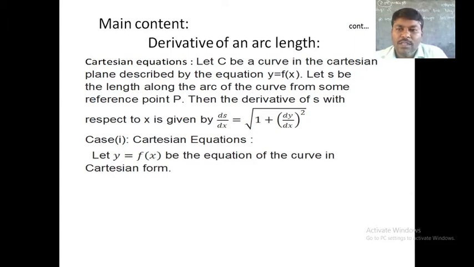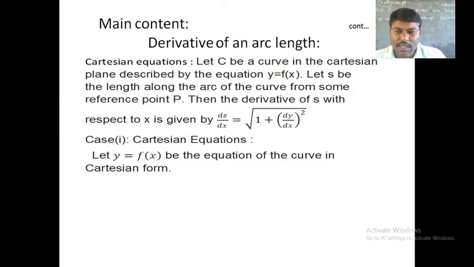First, we have to consider Cartesian equations. The definition: let C be a curve in the Cartesian plane described by the equation y is equal to f of x. Let s be the length along the arc of the curve from some reference point P. Then the derivative of s with respect to x is given by ds by dx is equal to square root of 1 plus dy by dx whole square.